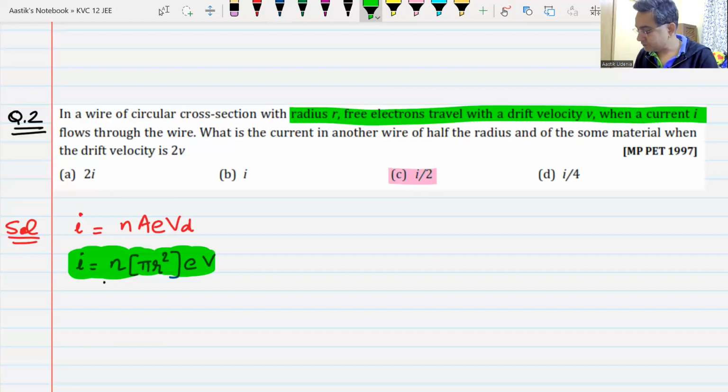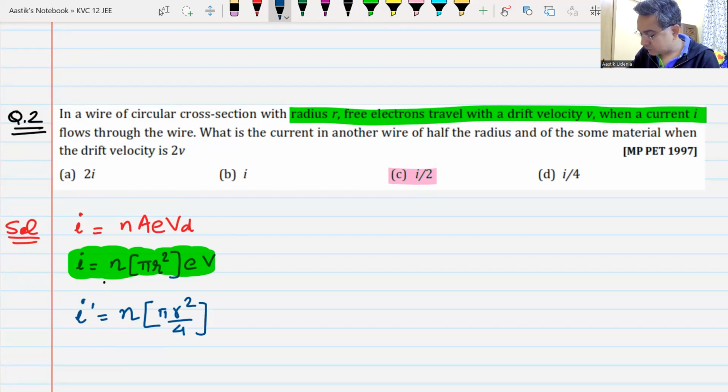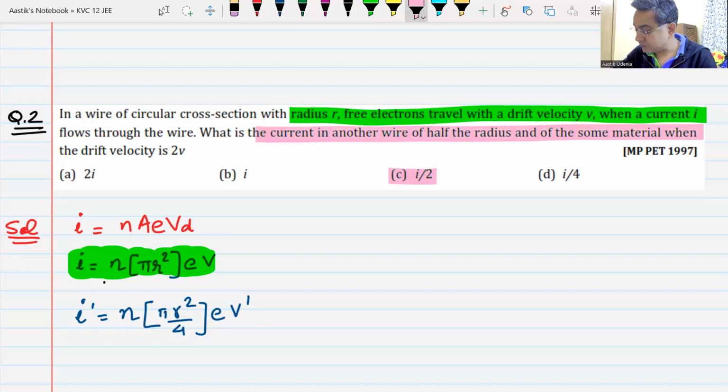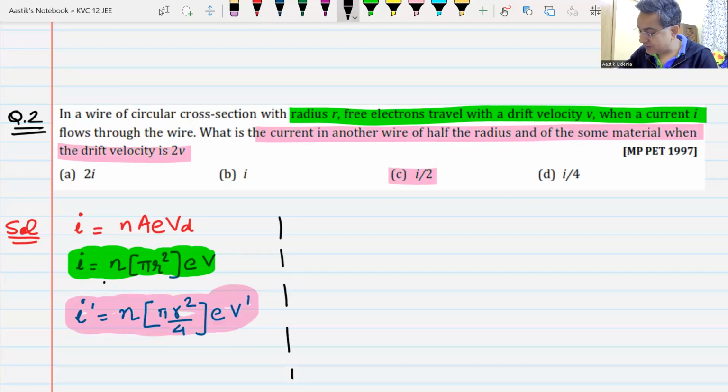Then let me write the next one. Let's say the current is I dash. Number of electrons remains the same because it is the same conductor. Radius has become half, so pi R square by 4. E remains the same. Velocity becomes V dash. This is your pink one. You can easily find out the value of I dash.